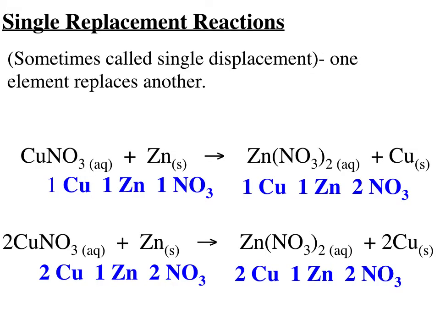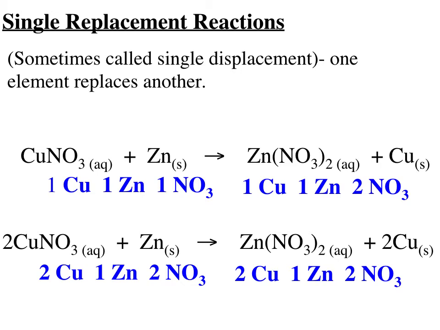Let's review some classes of various types of chemical reactions, and while we're doing that, we'll get a little practice balancing them as well. The first kind of reaction I want to introduce is known as a single replacement reaction, sometimes called single displacement, because essentially one element kicks another out of a chemical compound.